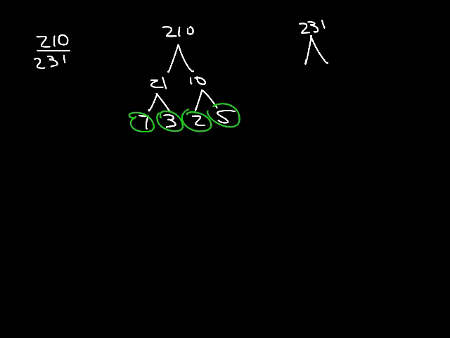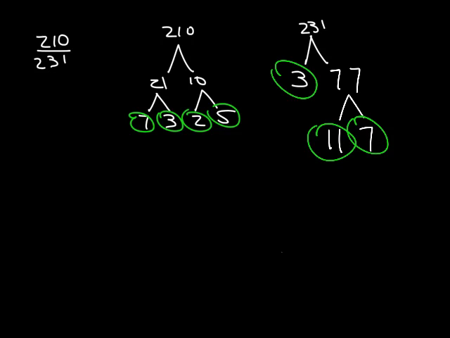Let's do 231. What goes into 231? Well, 3 goes into 231 77 times. Is 3 prime? Yes. Is 77 prime? No, it's not, because 11 and 7 give me 77.